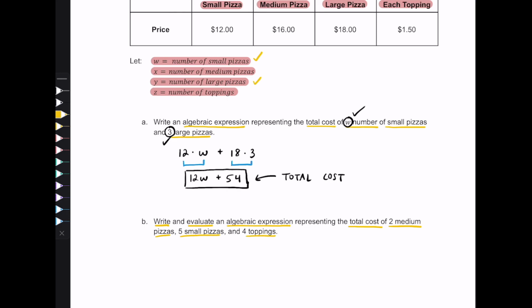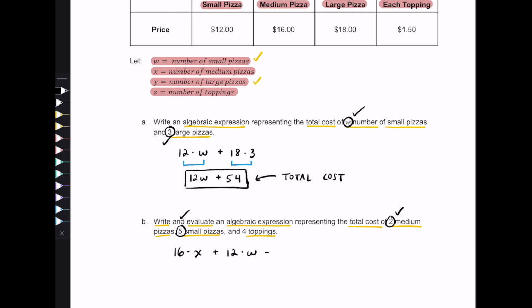So let's say 2 medium pizzas. So for medium pizzas, that's going to be $16 per medium pizza. The number of medium pizzas is going to be X. And then let's see, what do we have next? So we have the 2 medium pizzas. We took care of that one. What about the 5 small pizzas? Well, small pizzas are $12 each, and what variable represents them? That's going to be W, okay? And so that takes care of the small pizzas.